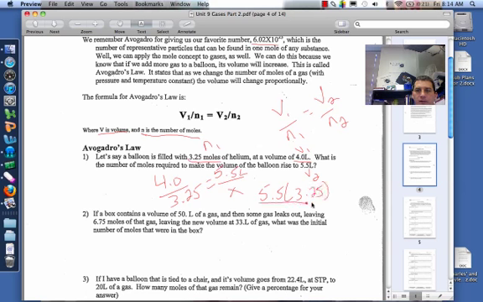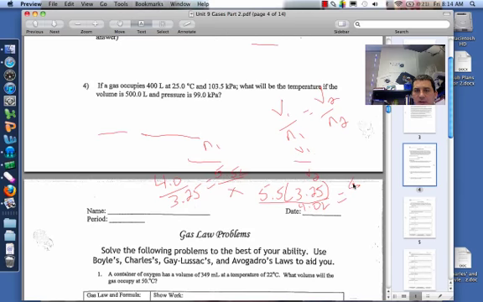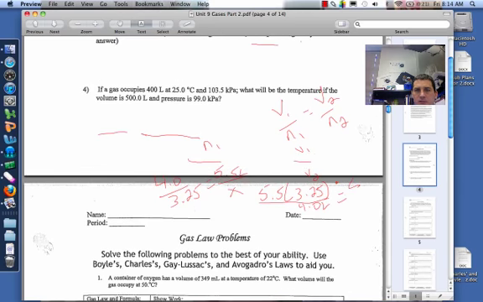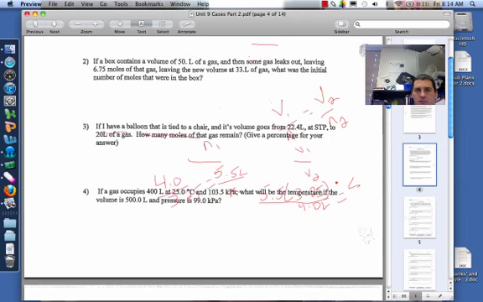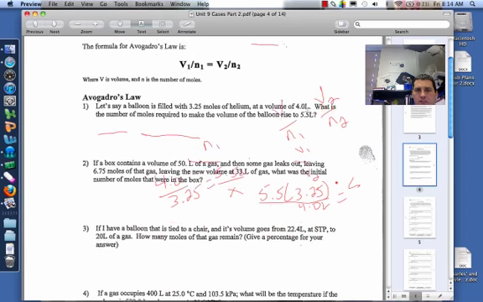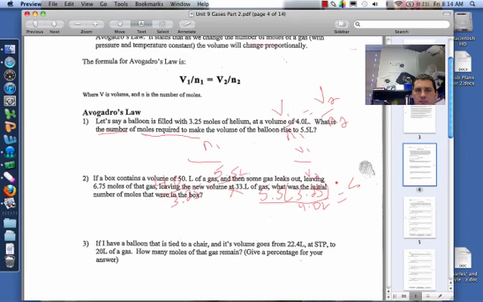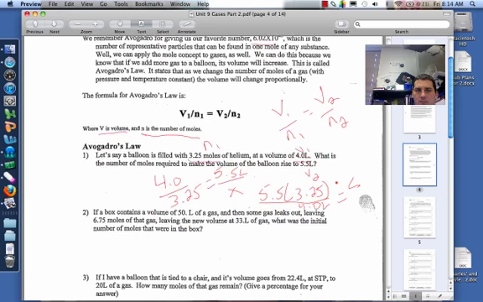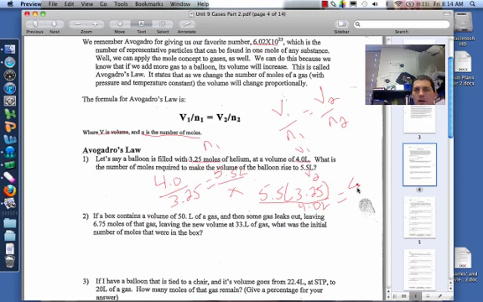3.25. You divide that by 4. Do all that work, and it's going to give you, hang on, let me check my notes again to make sure I give you the right answer. It's going to give you 4.46. So it's going to give you 4.46 moles.